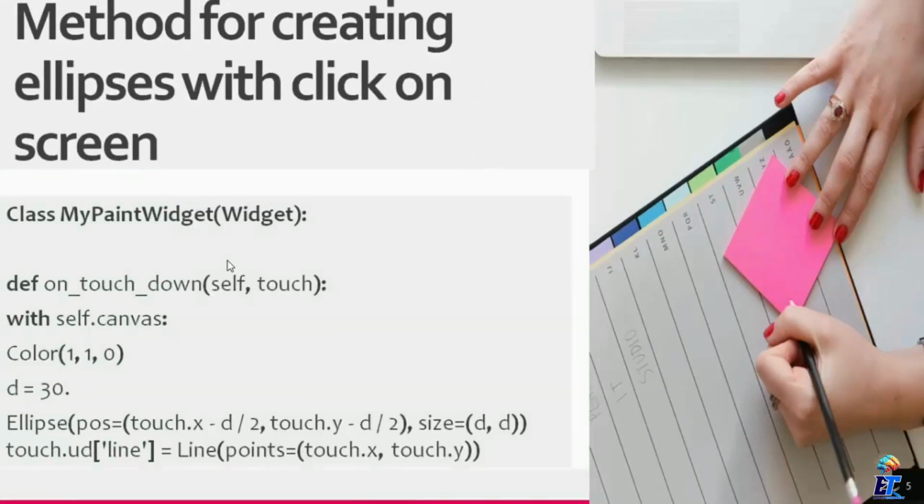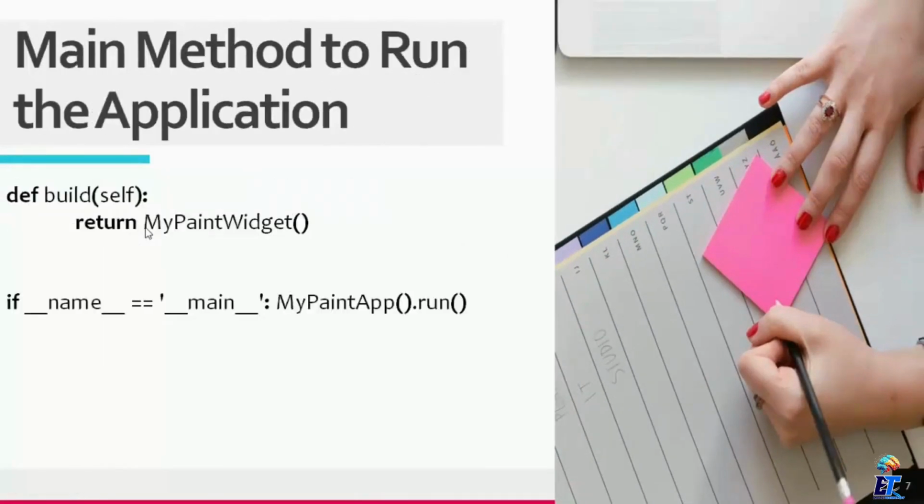By using those two methods on class MyPaintWidget, the next step is we'll create a main method to run the application. So here we'll define build as my method name and provide the self keyword, and we'll return the MyPaintWidget within the class. And lastly, inside the main method, we'll run the application, MyPaintApp().run(), which will run the whole application. So this is the code for creating a simple paint app and running the application.